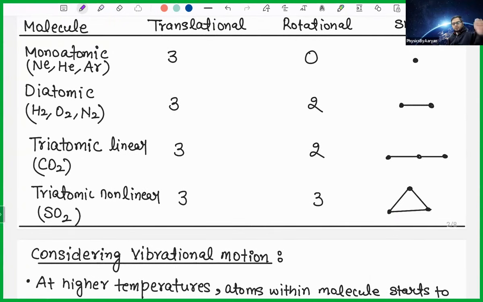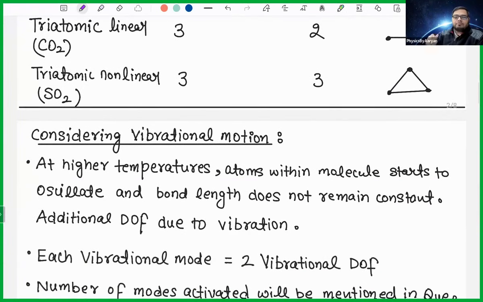So let's start with the vibration concept. When the temperatures are very high, the atoms inside the molecule start vibrating. For example, take a diatomic molecule. This is hydrogen, this is hydrogen. If the temperatures are low, it is translating and rotating. But if you make the temperatures very high, these hydrogen atoms will start vibrating.